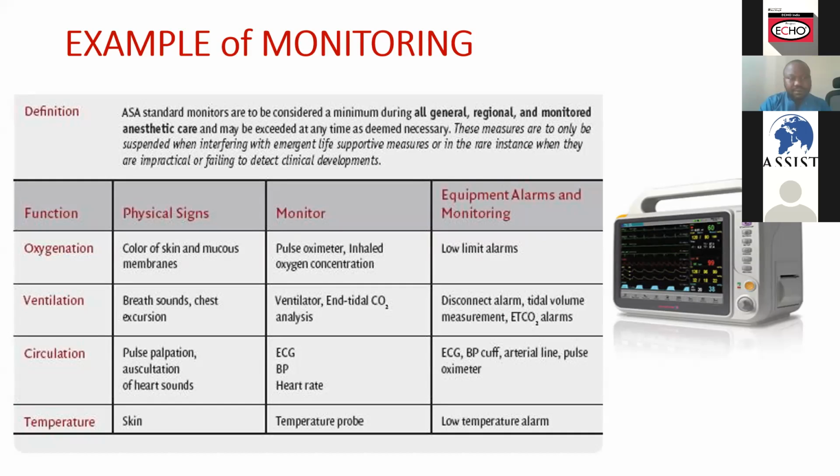So if we go to oxygenation, what do we monitor? If we check the color of the skin or the color of the mucous membranes, we can find out that something is wrong and do quick interventions, depending on the condition of our patients. So what do we need to use? We need to use the pulse oximeter to check the level of oxygenation of our patients. And we can also set some limits on our monitors.